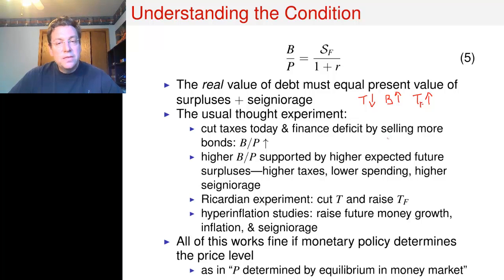Now, in this experiment, these bonds are supported by future taxes. And all of this works fine so long as monetary policy is determining the price level. Because you notice when I went through this little thought experiment here, I didn't say anything about the price level. So implicitly, what I was assuming was that somehow P gets determined by monetary policy, and when we do this fiscal experiment, we don't have to think about it.